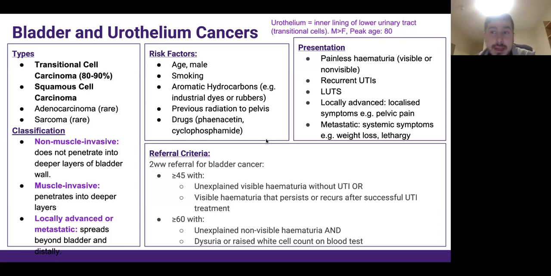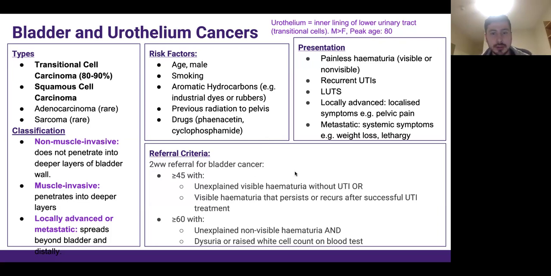How do you present? Painless hematuria is the most common. So remember, painless hematuria is bladder cancer until proven otherwise. Patients might also present with recurrent UTIs and lower urinary tract symptoms. But if the bladder cancer has spread, you might get localized symptoms, so pelvic pain, problems with the bowels perhaps. And if it's spread to the bone, you might get bone pain. And generally, as with all cancers, weight loss and lethargy have to be considered.